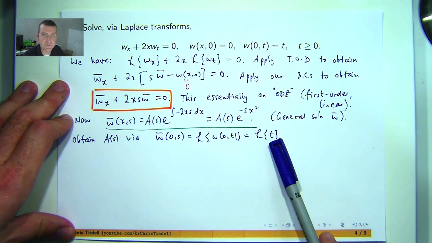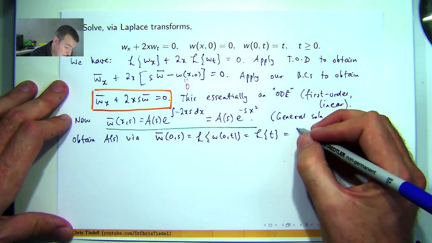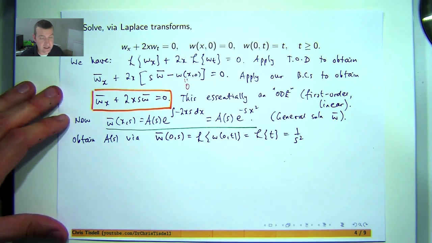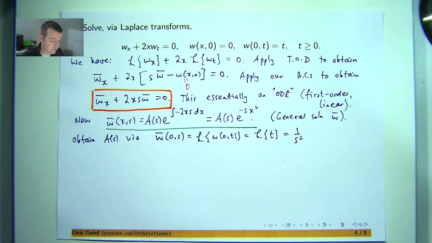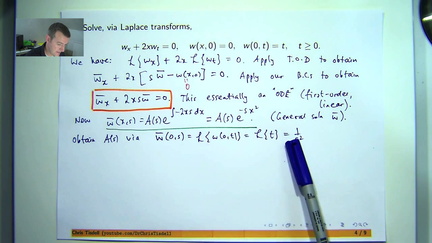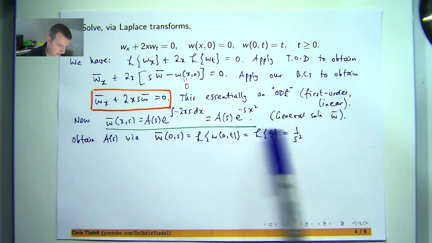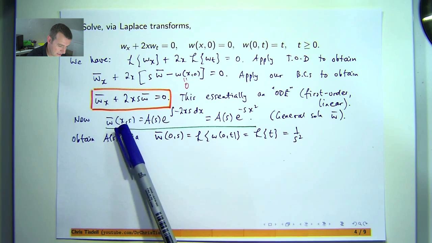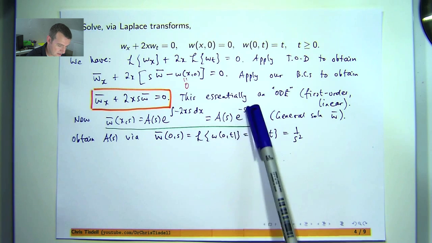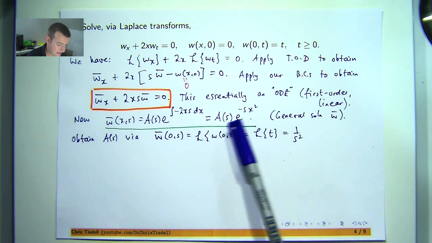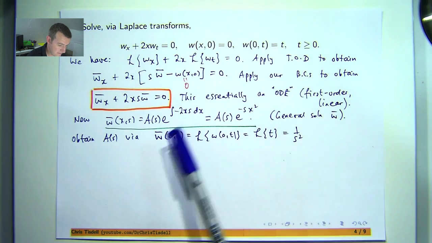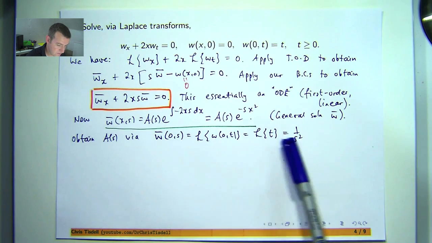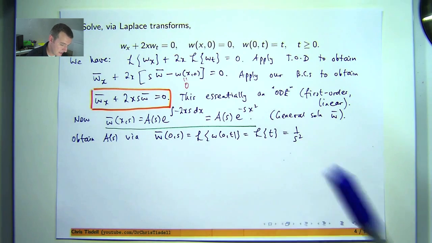Okay, what is the Laplace transform of t? Well, it's 1 on s squared. Now you can work that out either directly or from a Laplace transform table. Okay, so now what I can do is go up here and go, okay, well, when x equals 0 in here, I'm going to have e to the 0 times A of s, which is just A of s. And I know from this condition that W bar of 0, s is 1 on s squared, so I could team those up.